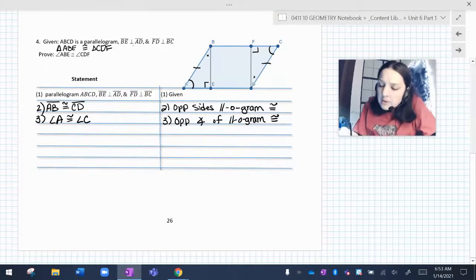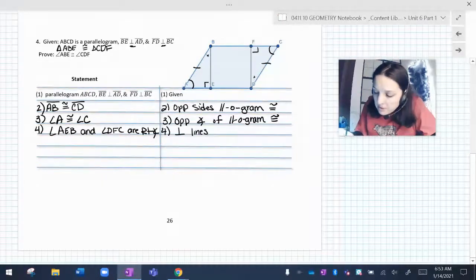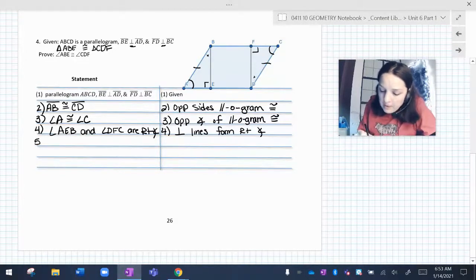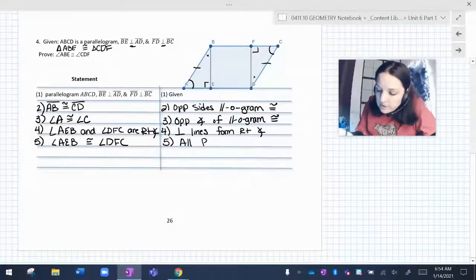The other thing they gave me in the given was that perpendicularity. So I'm going to remember that perpendicularity leads to 2 steps. Identify the right angles and then say that they're congruent. So I'm going to say angle AEB and angle DFC are right angles because perpendicular lines form right angles. And then I'm going to say that they're congruent because all right angles are congruent.